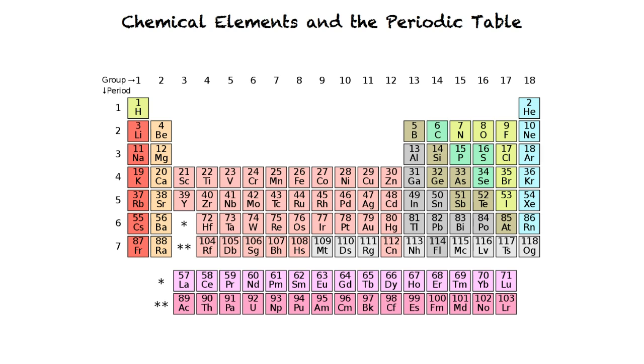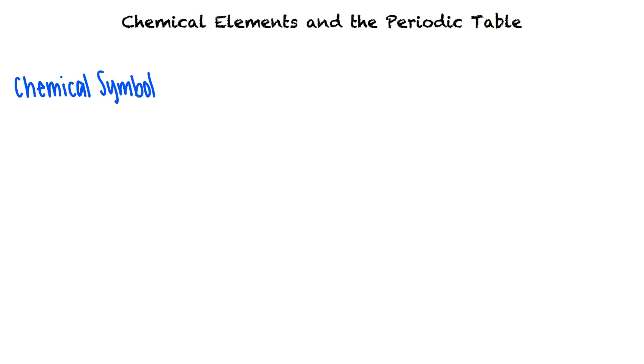Depending on the detail included in the periodic table we're looking at, we may see more or less information about each individual element. Oftentimes, we'll see the chemical symbol, atomic number, and atomic mass listed for each element. For example, let's take a look at carbon.